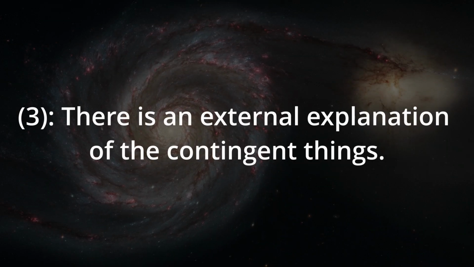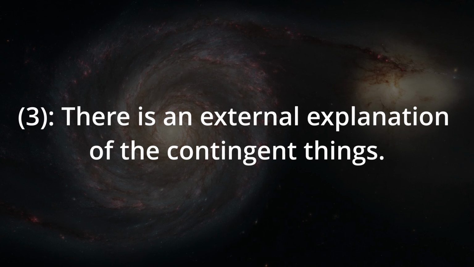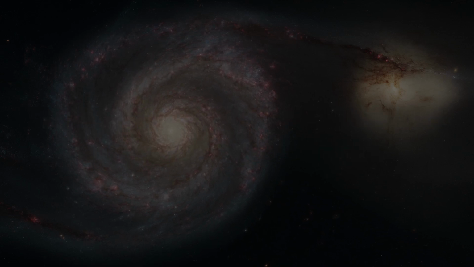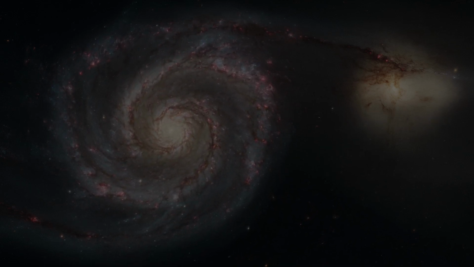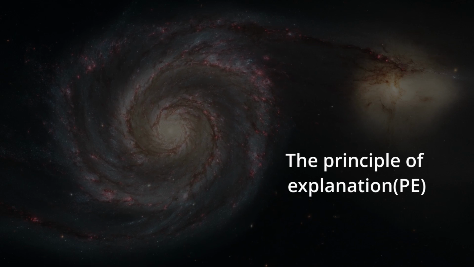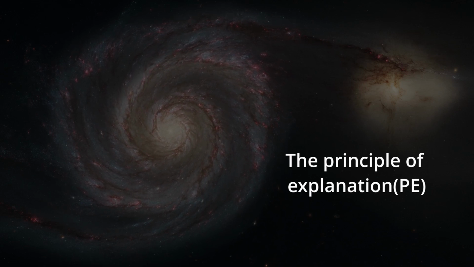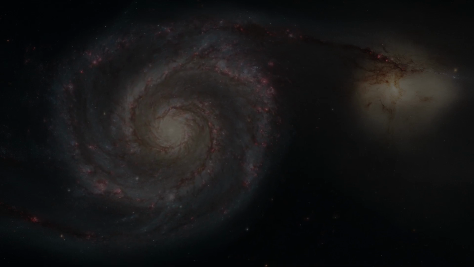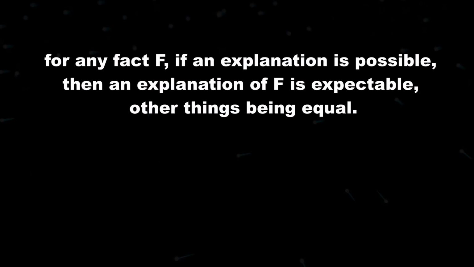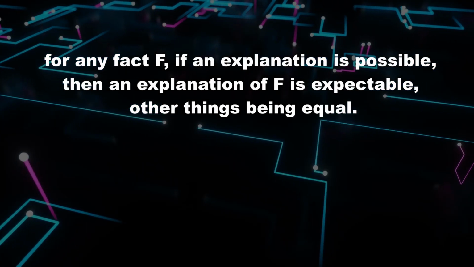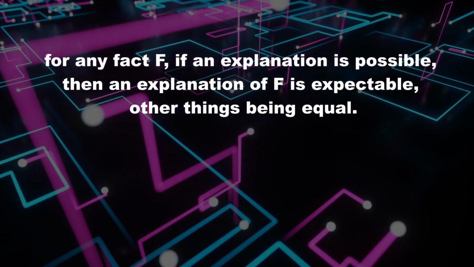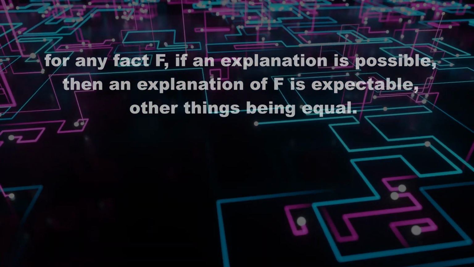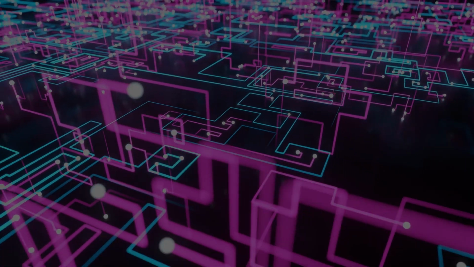Next, let's turn to premise 3. This is the engine of the argument. This is where I will propose a basic principle of reality that will serve us in our quest, the principle of explanation. This principle tells us that if an explanation of something is even possible, then we should expect there to be one and explore it. More formally, for any fact f, if an explanation is possible, then an explanation of f is expectable, other things being equal.